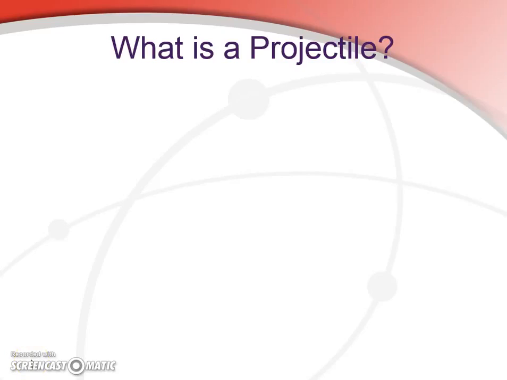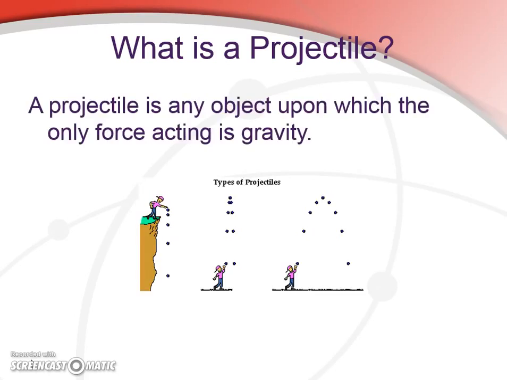Okay, welcome back. So you may have come up with a certain kind of definition of a projectile. From a physics point of view, it's any object upon which the only force acting is gravity. Now this is an interesting designation. What does this mean?